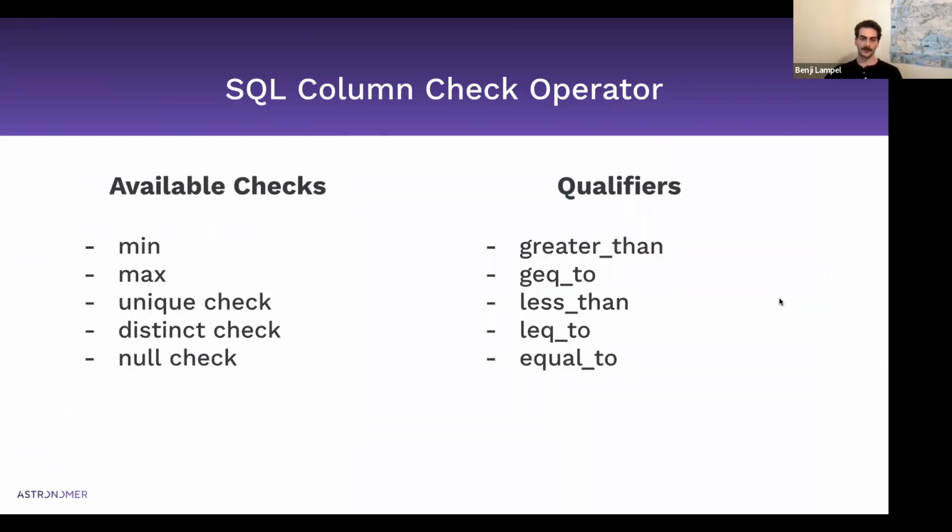So the available checks with the column check operator are a min, a max, unique check, distinct check, and null check. And if you want to learn a little more about these, there's a bunch of documentation and guides available. And our qualifiers here are greater than or equal to, less than or equal to, and equal to. While this doesn't give us the ability to do every single check under the sun for a column, it does give us a pretty big base with which to perform checking.